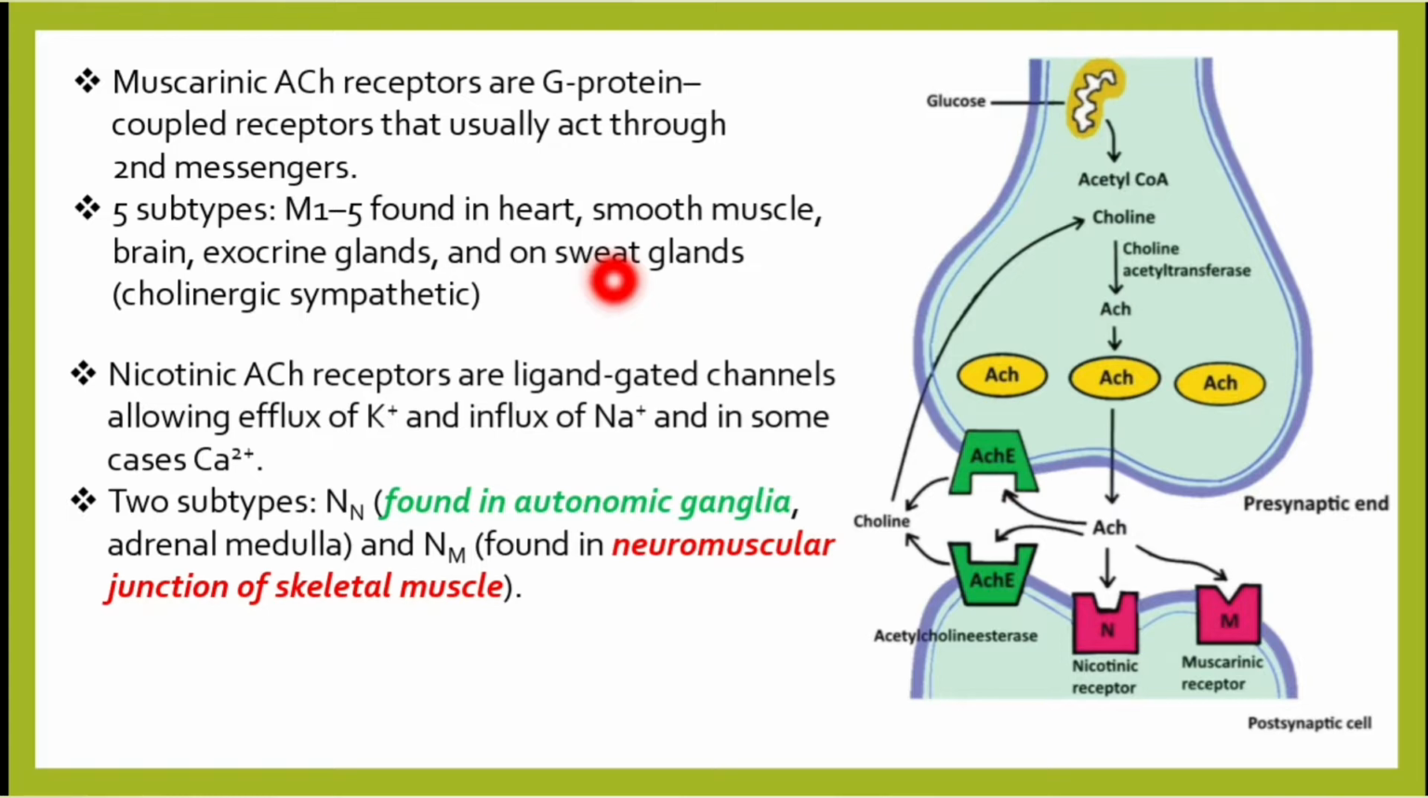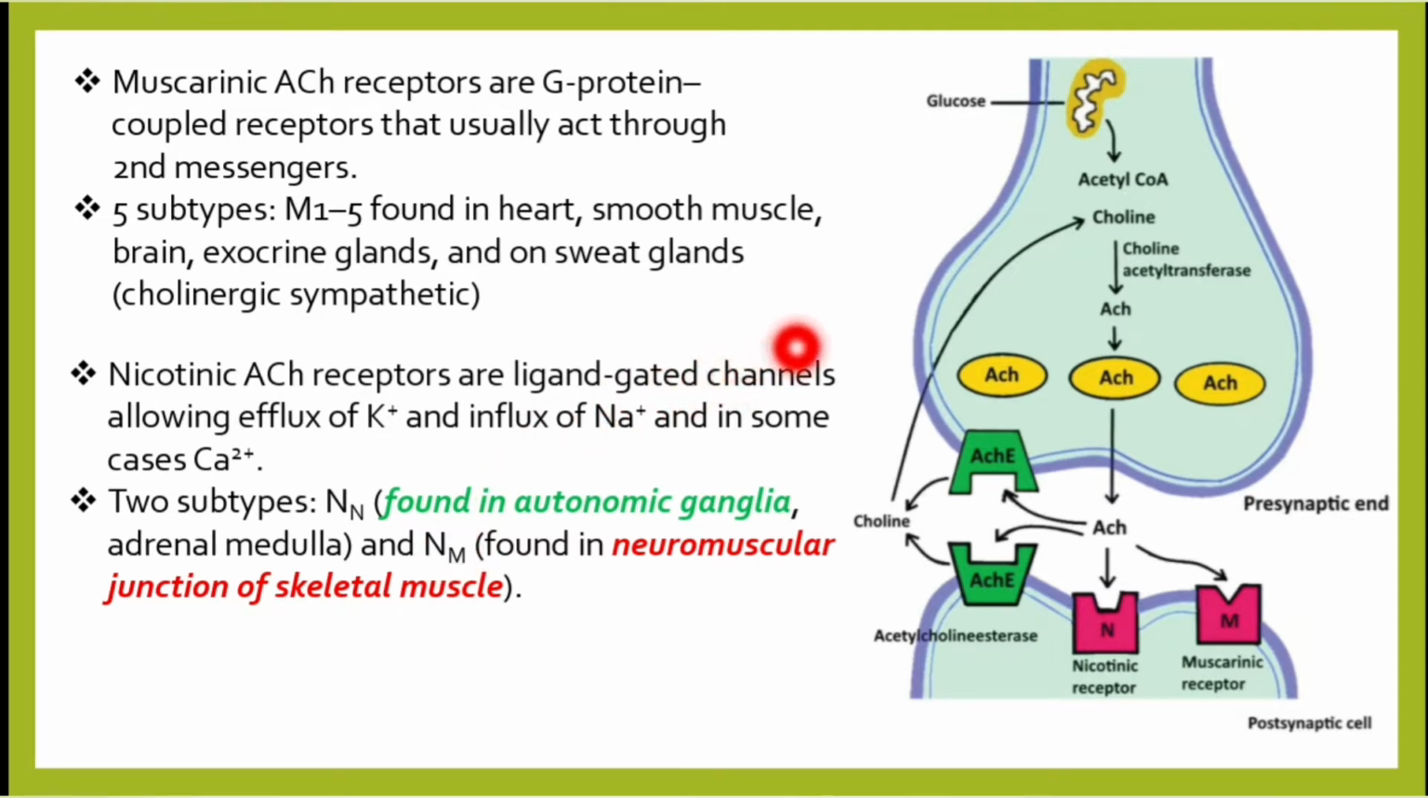The nicotinic receptors are ligand-gated channels allowing efflux of potassium and influx of sodium, and in some cases, calcium. Nicotinic receptors are of two subtypes. We have nicotinic neural, which is found in autonomic ganglia and in adrenal medulla, and we have nicotinic M for muscle, which is found in the neuromuscular junction of skeletal muscles.